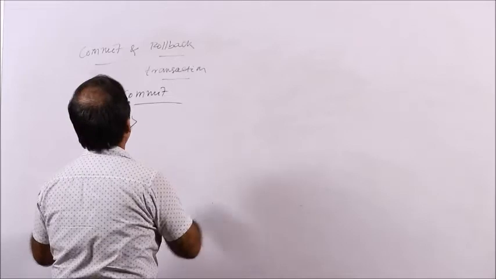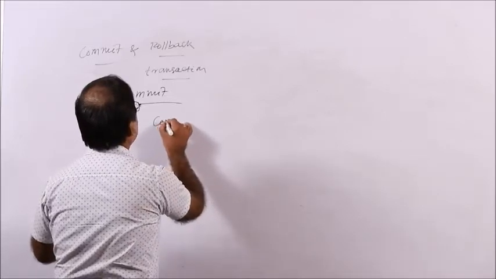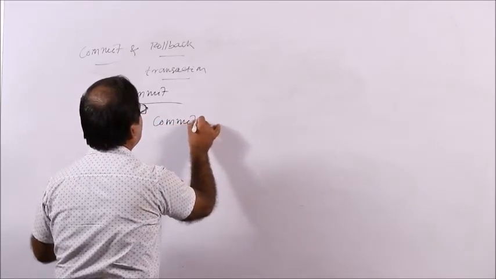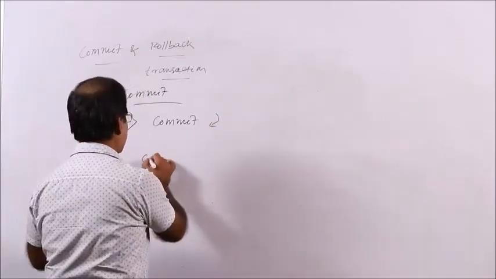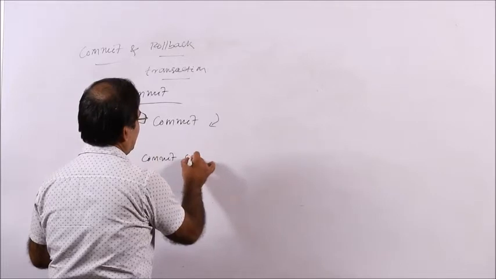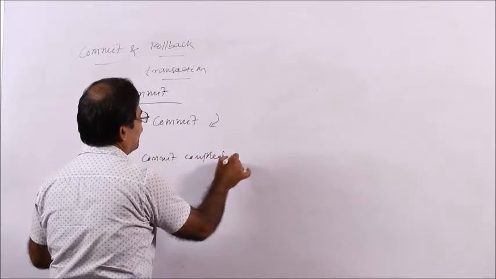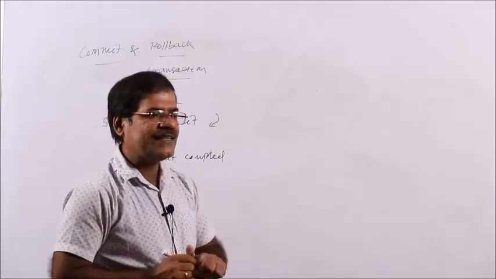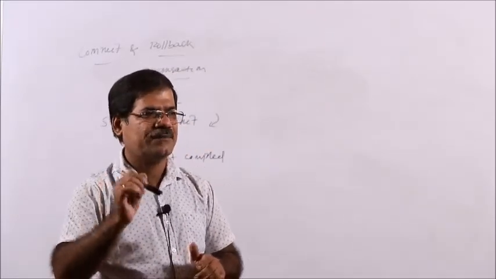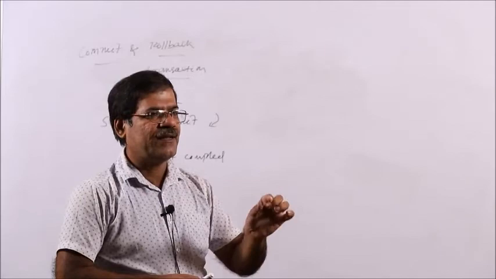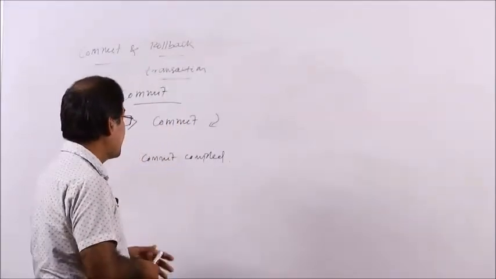Saved. So what is the syntax? Write the commit. Simple commit. Press enter. That means commit completed. Commit completed means whatever transactions you performed; if you perform any transaction, at the end you write the commit. Practically it means the updated value is written on the database.